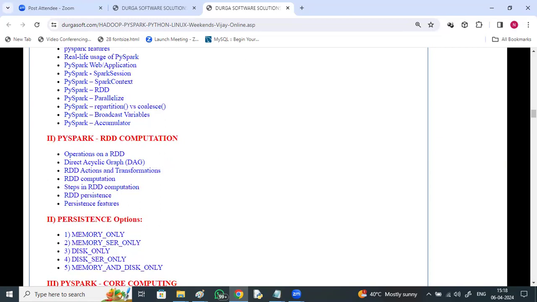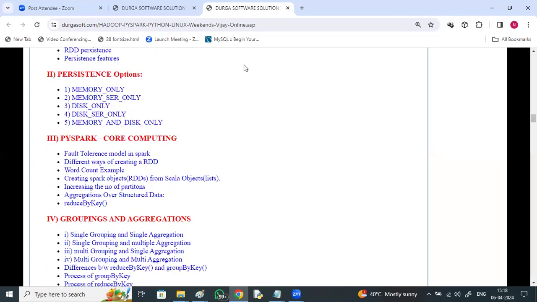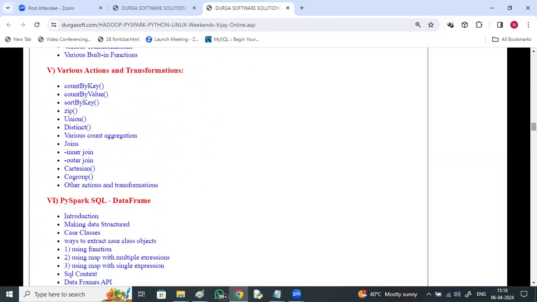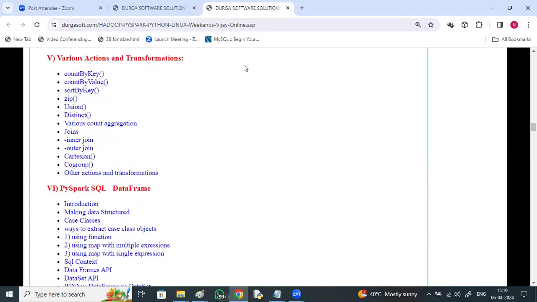Persistence options, different types of persistence: memory only, memory only SER, memory and disk only, disk only SER, memory and disk. PySpark core computation, fault tolerance model, different ways of creating the word count example, and groupings and aggregation, single groupings, multi groupings, single aggregation, various inbuilt actions and transformations of PySpark SQL data frames.